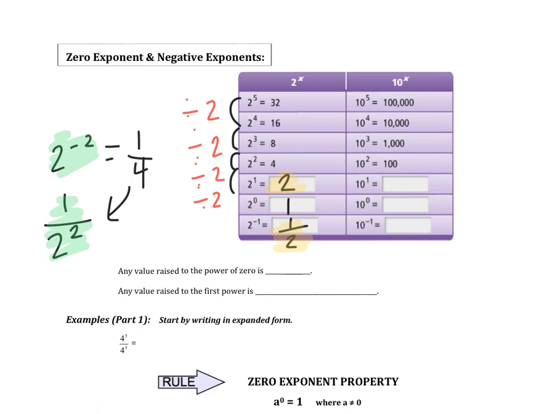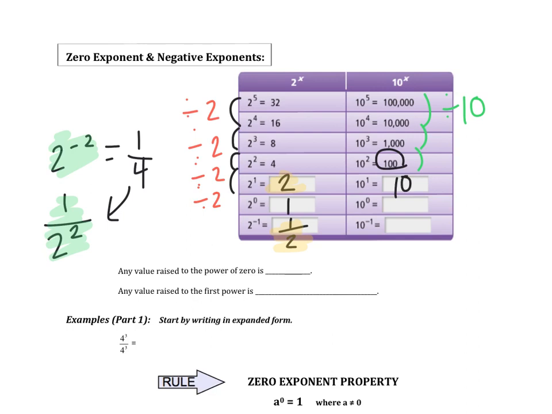Let's come over to this other column with base 10 and see if we see the same pattern. Quickly here we can see that just like before, every time the power of 10 goes down by 1, we divide the result by 10. It's getting 10 times smaller every time. Let's continue the pattern here with 10 to the 1st power. What's 100 divided by 10? Well, that's 10. 10 to the 1st power is 10.